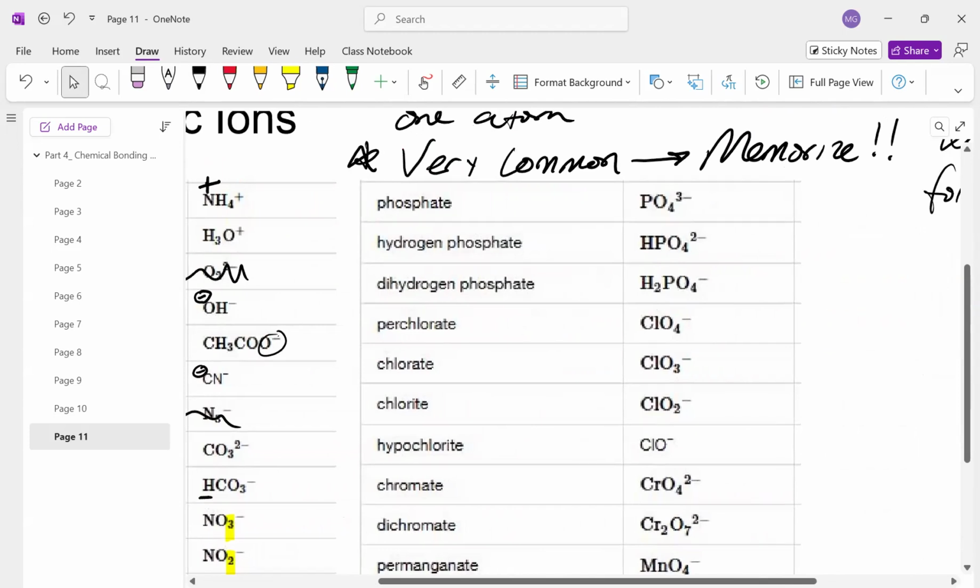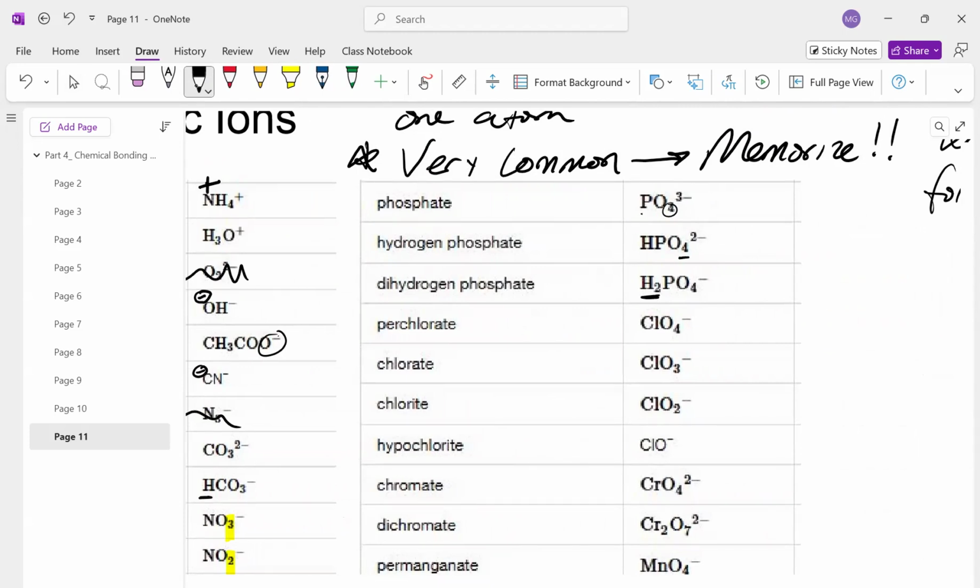Now, there's a series of phosphates that you should know. Again, just depends on if there's hydrogens or not. Phosphate is PO4, 4 oxygens, -3 charge. Hydrogen phosphate is still 4 oxygens, but with a hydrogen on there, and the charge goes down. Dihydrogen phosphate, there's 2 hydrogens on there, and notice what happened to the charge again.